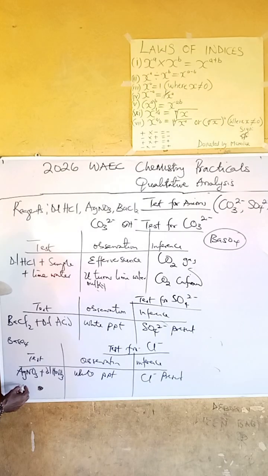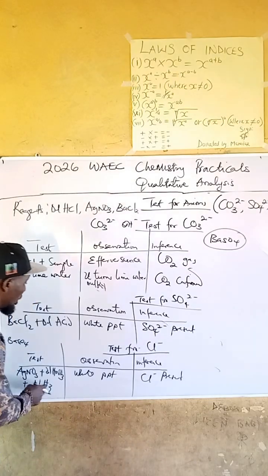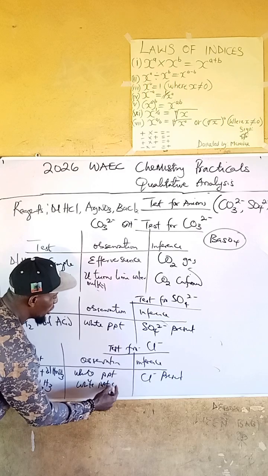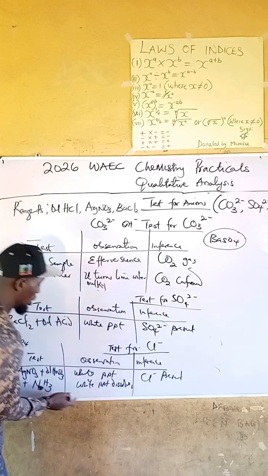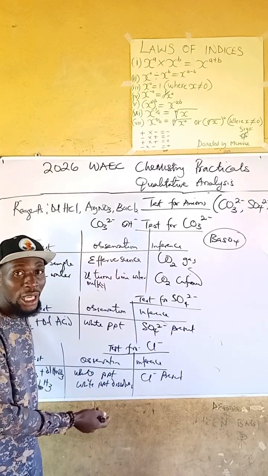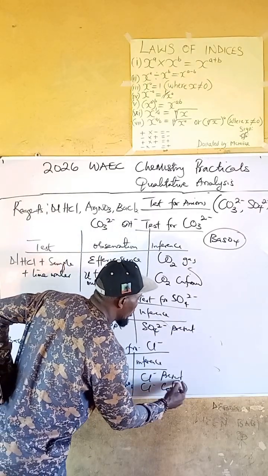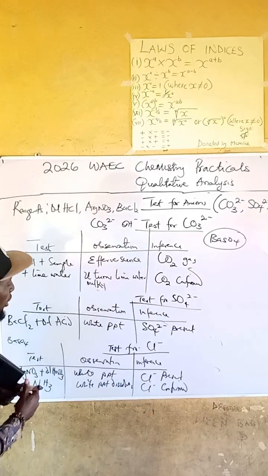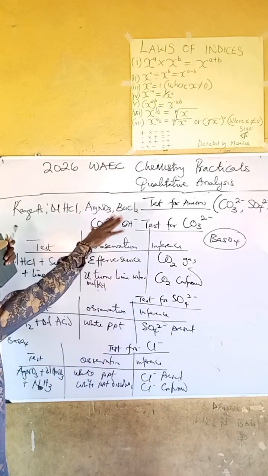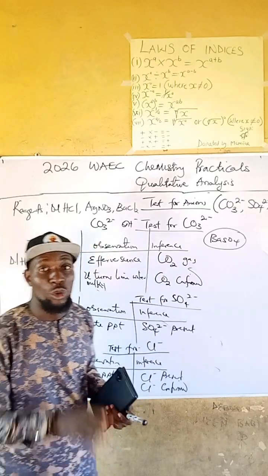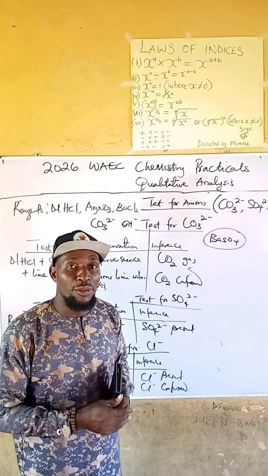Now, how do you confirm? We now add aqueous ammonia to that solution. You will see that the white precipitate dissolves on addition of ammonia. Cl minus confirmed. Is that clear? So this is a test for anions. These three tests are very important, so note them.